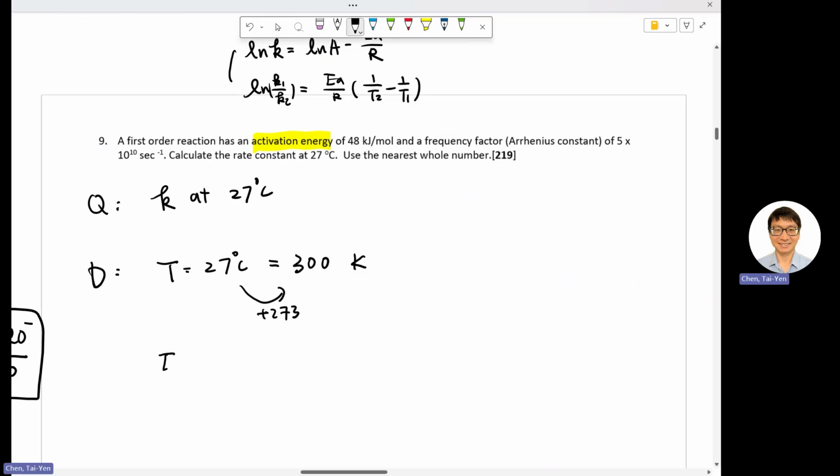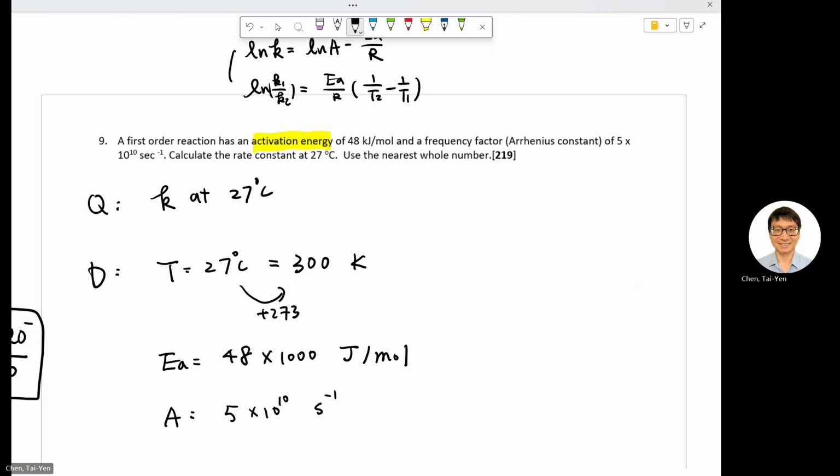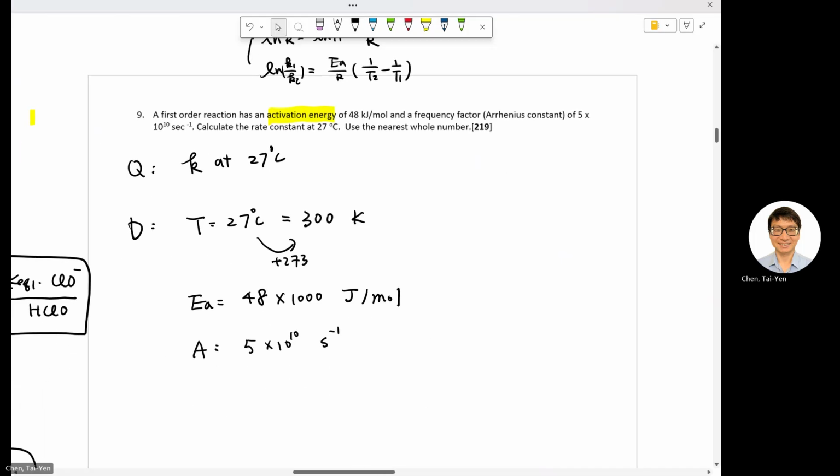You have your EA, activation energy, equals to 48 kilojoule, right? For all the calculation, convert it to joule. So that's 1,000 joules per mole. And then you have frequency factor A, right? It is 5 times 10 to the 10th power per second. Right? That's all the information that you have.